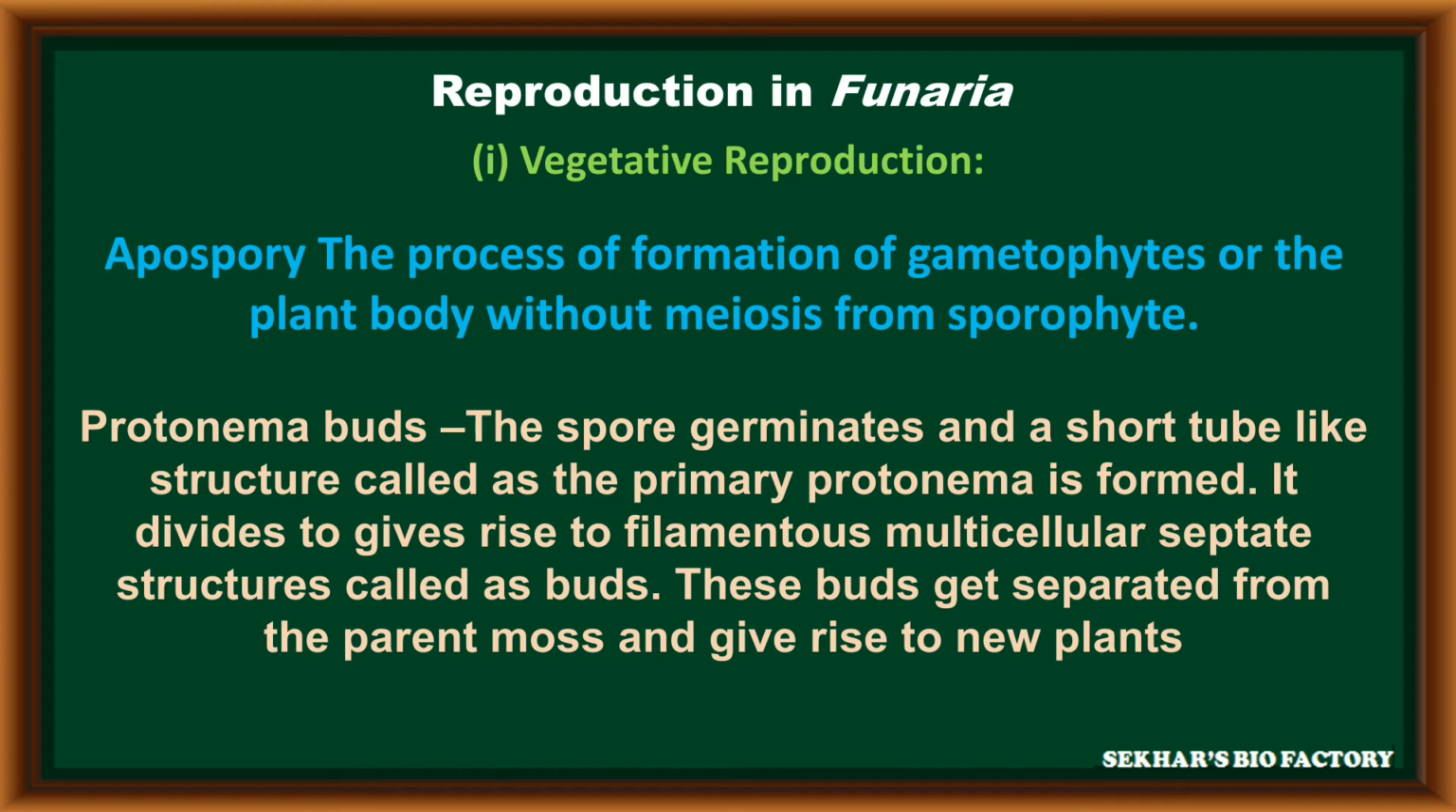Protonema buds are the second method. The spores germinate and short tube-like structures called primary protonema are formed initially. It divides and gives rise to filamentous, multicellular, septate structures called buds on the primary protonema. When these buds get separated from the parental mass, they become a new plant. This is called protonema buds as a vegetative reproduction.